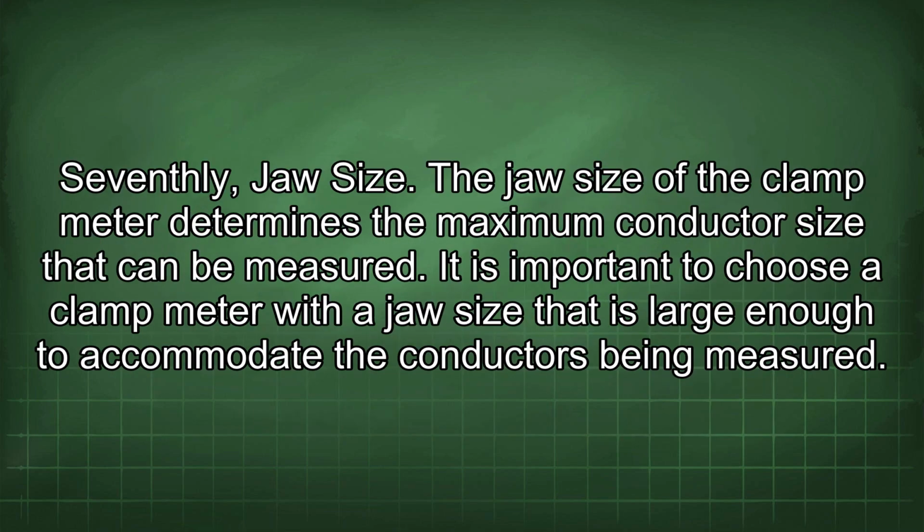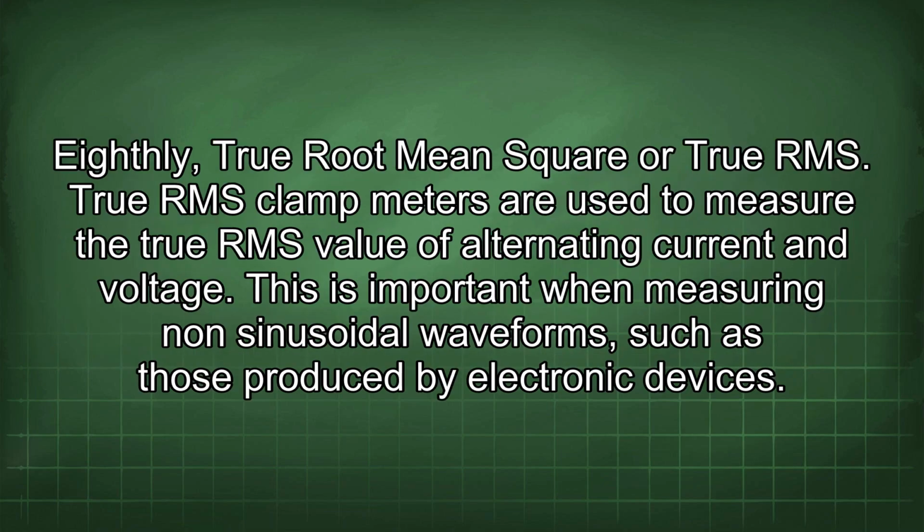Seventhly, jaw size. The jaw size of the clamp meter determines the maximum conductor size that can be measured. It is important to choose a clamp meter with a jaw size that is large enough to accommodate the conductors being measured. Eighthly, true root mean square or true RMS.